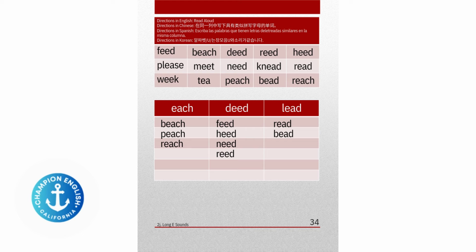Under column 2, we have deed. Can we all say deed? Deed. That's right, students. And under deed, you should have feed, heed, need, and read. Okay, students, we're going to go on to column 3, and under lead, you should have read and bead. Okay, good work.